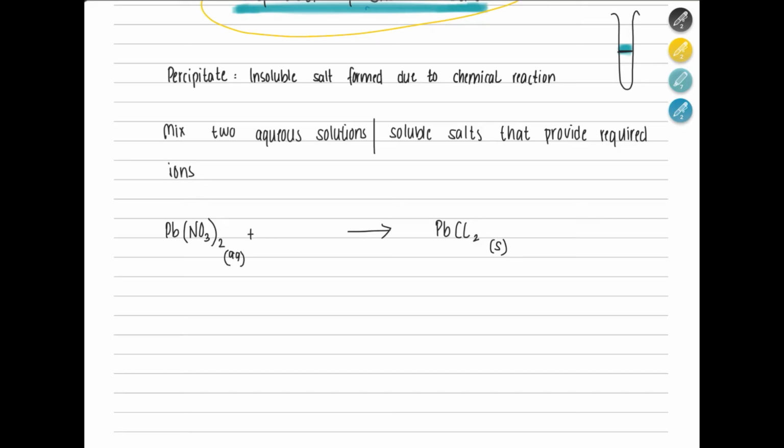And then the second ion that you require is chlorine. So we can react this with sodium chloride, NaCl. Let's balance this to 2 NaCl. This is also aqueous. So you have two soluble salts here. This will give you lead chloride and then sodium nitrate, NaNO3. This is also aqueous. So here you get your precipitate.